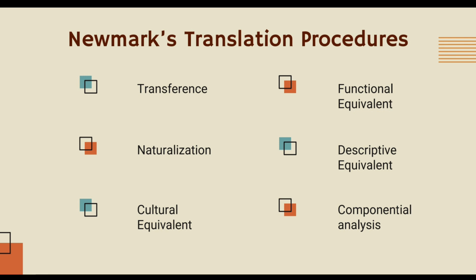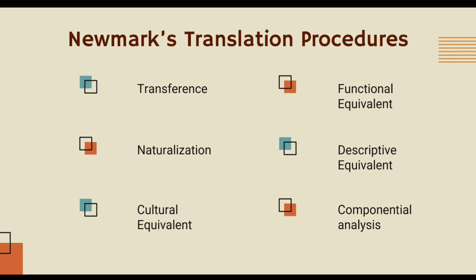2. Naturalization. It adapts the SL word first to the normal pronunciation, then to the normal morphology of the TL. 3. Cultural equivalent. It means replacing a cultural word in the SL with a TL one. However, they are not accurate. This is an approximate translation where a SL cultural word is translated by a TL cultural word.